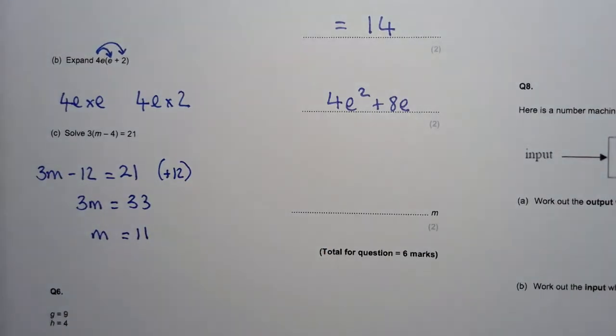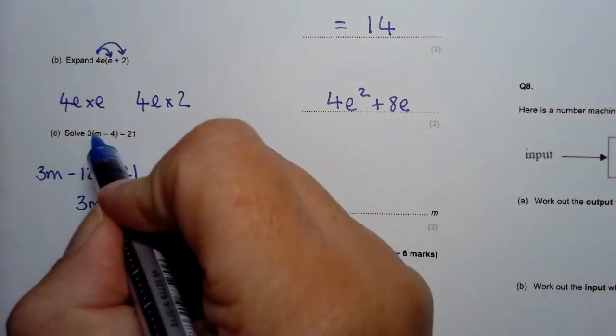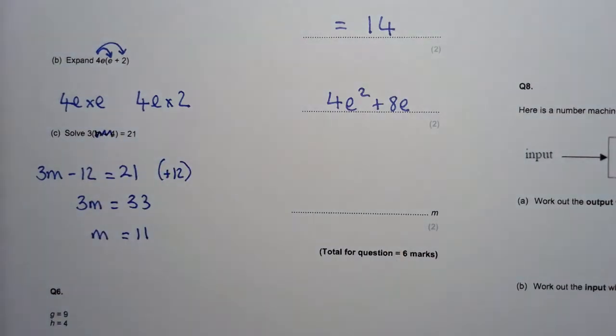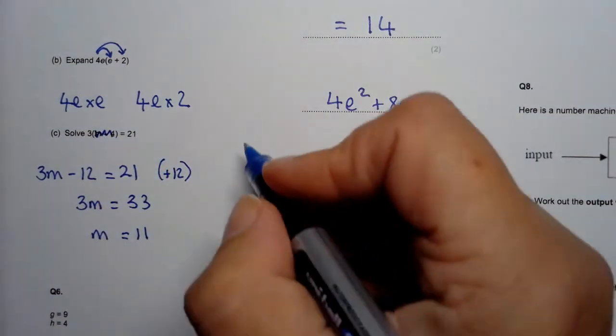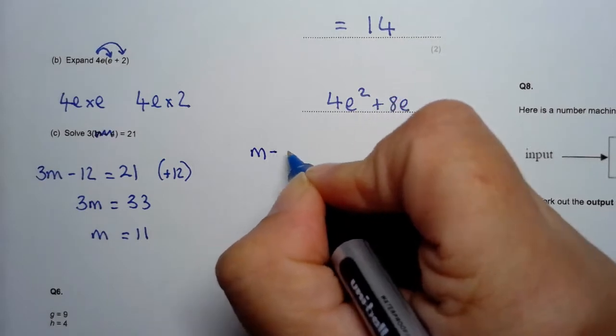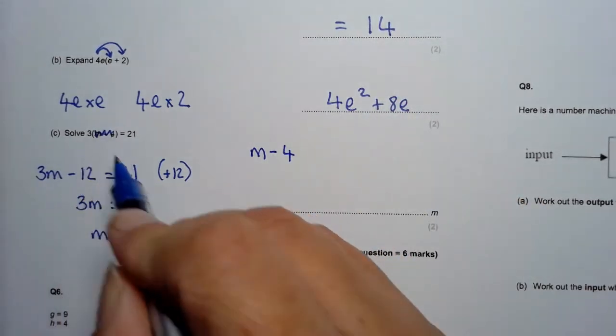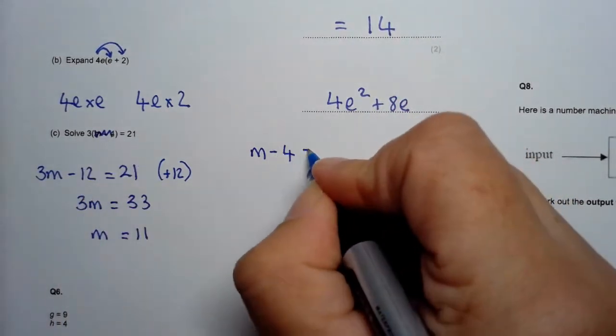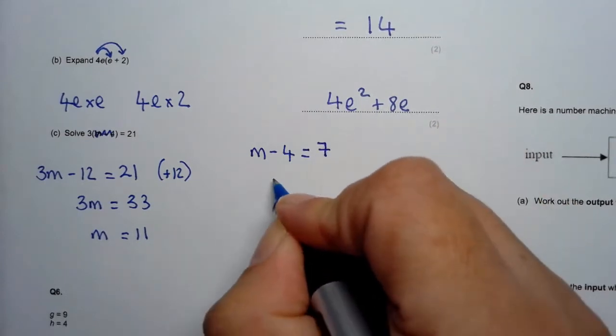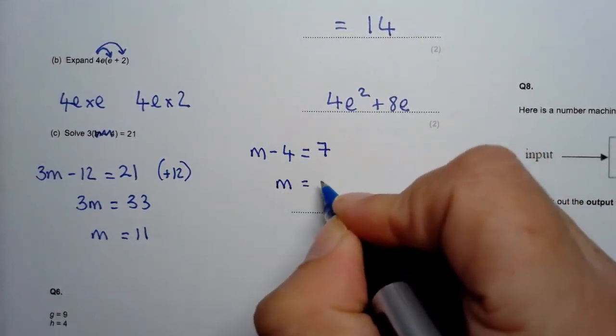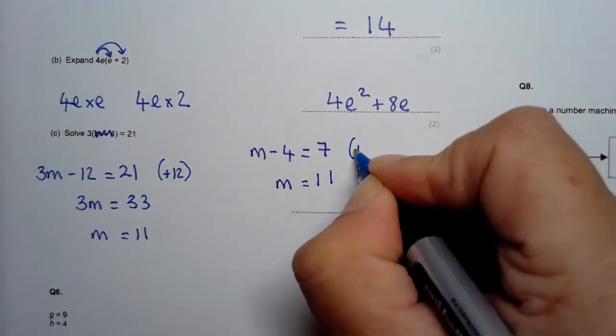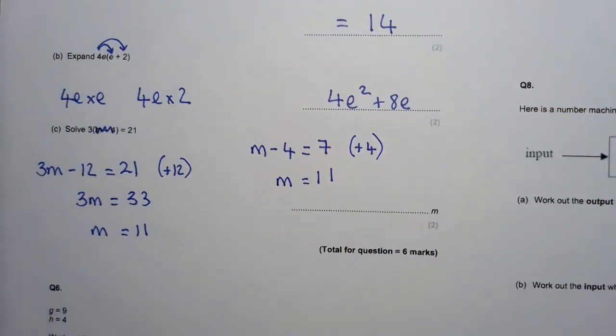Or alternatively, you could have covered up that answer and worked out what does that part equal. So m minus 4, if 3 times whatever that is equals 21, must equal 7, and then m is going to equal 11, because we would add 4 to undo that. So the answer is 11.